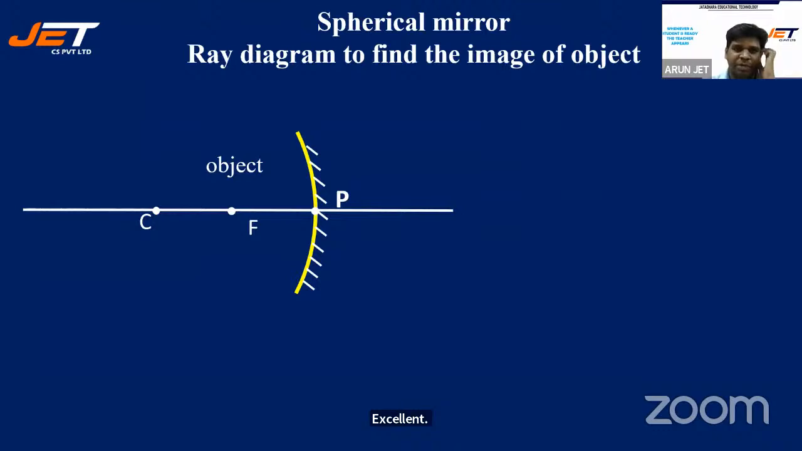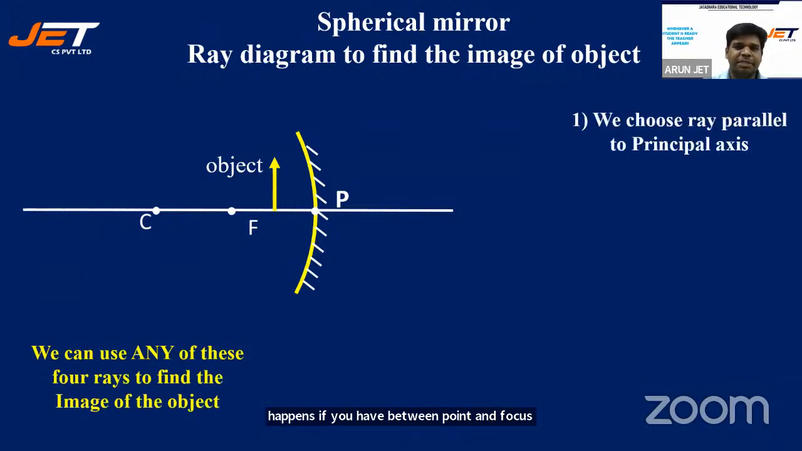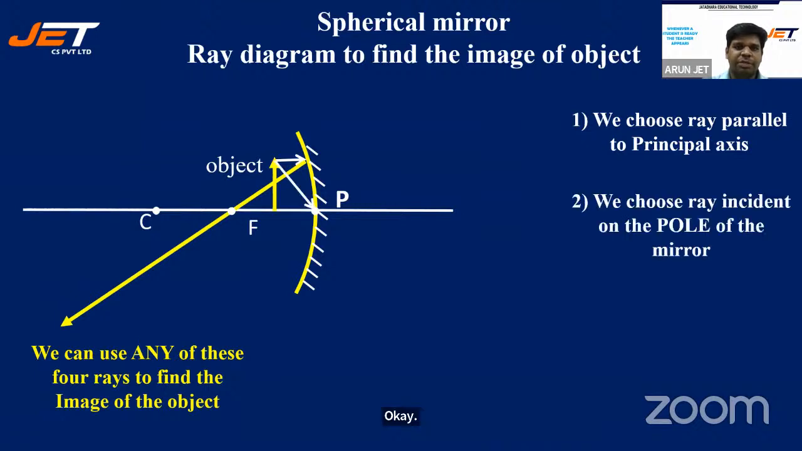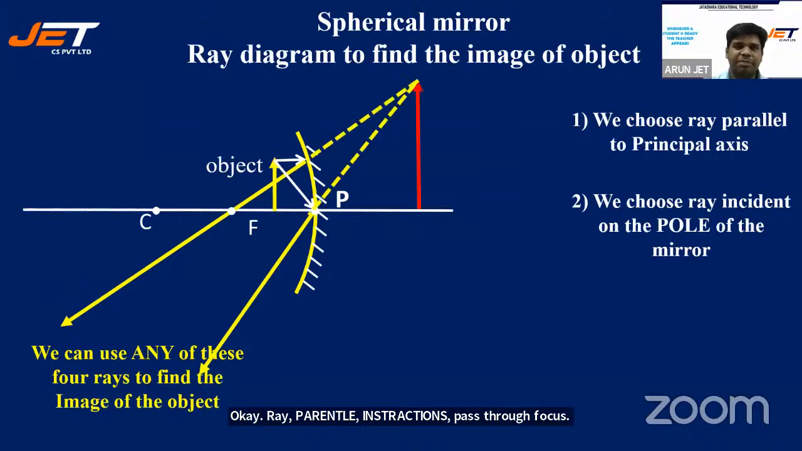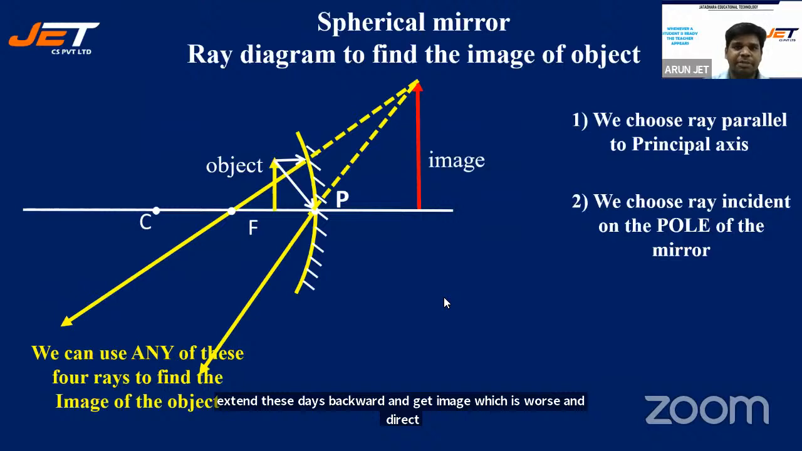All right. Now I have the object between pole and focus. What happens if you have it between pole and focus? I'll get a virtual image. That's also pretty easy. Okay. A ray parallel to the principal axis passes through the focus. A ray hitting the pole will go symmetrically. When I extend these rays backward, I'll get the image, which is virtual and direct. Yes, correct, good.